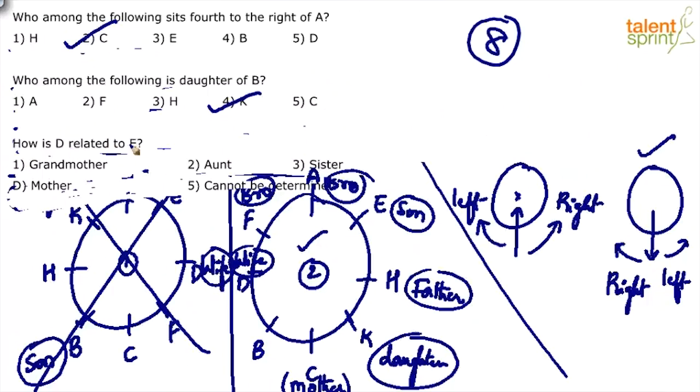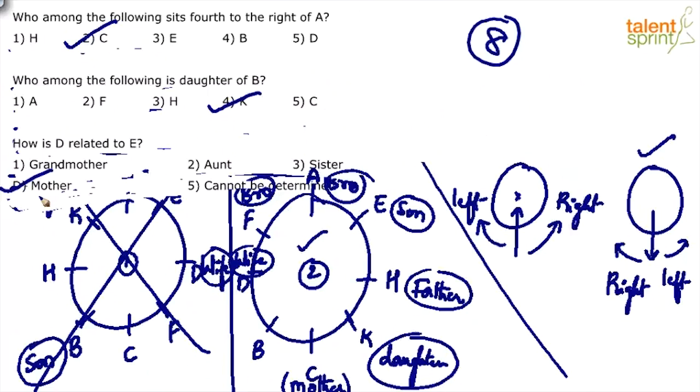How is D related to E? How is D related to E? Now this is interesting. How is D related to E? See, D is the wife of B and E is the son of B. You're getting it? D is the wife of B and E is the son of B. So can you now make out that D is the mother of E? Yes or no? You don't have to draw a family tree for that, right? You can straight say that D is the mother of E.